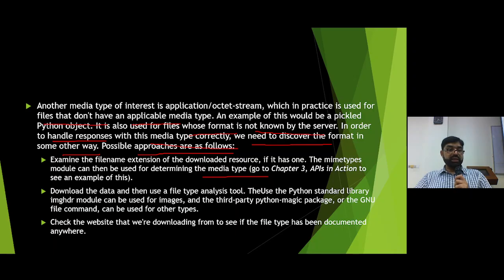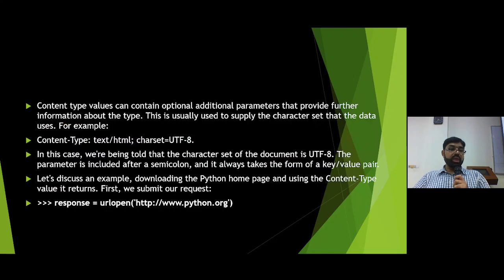In the Python standard library, the imghdr module can be used for images. There is also the third-party Python magic package, the GNU file command, and others for other types. So check the websites we are downloading from and documentation wherever you can. Content-Type values can contain optional additional parameters that provide further information. This is usually used to supply the character set.